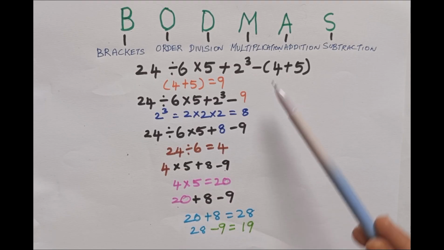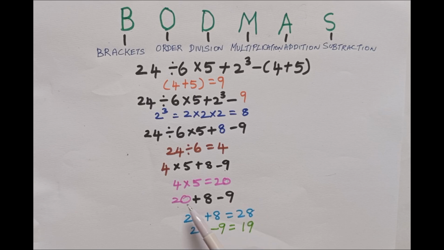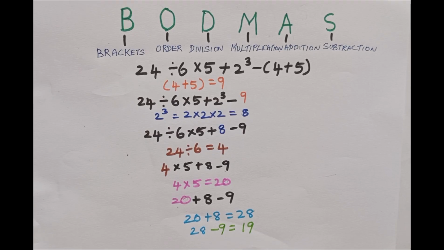Next comes multiplication. 4 into 5 is equal to 20. So, in the place of 4 into 5, we write 20 plus 8 minus 9. Next comes addition. 20 plus 8 is equal to 28. Next, subtraction. 28 minus 9 is equal to 19.